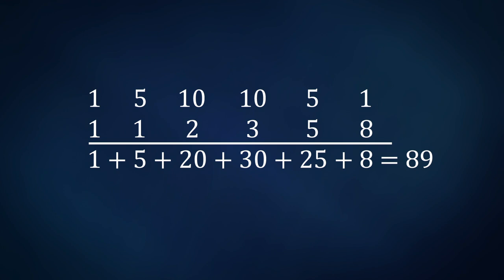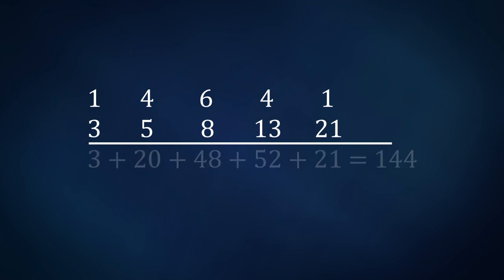For example, let's say we took the row 1, 4, 6, 4, 1, and we took consecutive Fibonacci numbers beginning with the number 3. So 3, 5, 8, 13, 21. When we do our multiplications, 1 times 3, 4 times 5, 6 times 8, 4 times 13, and 1 times 21, and add up those numbers, we get 144, the 12th Fibonacci number. You always end up with a Fibonacci number. Like I've said before, the Fibonacci numbers are everywhere. There's a nice combinatorial proof of this fact, but I'll leave that as an exercise.